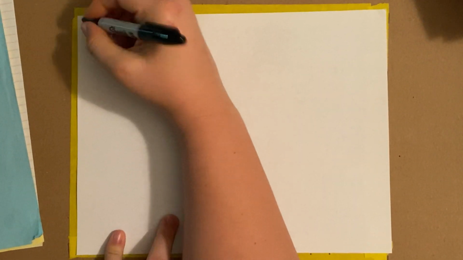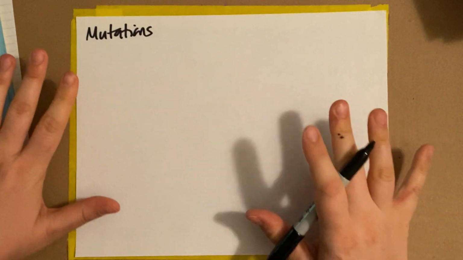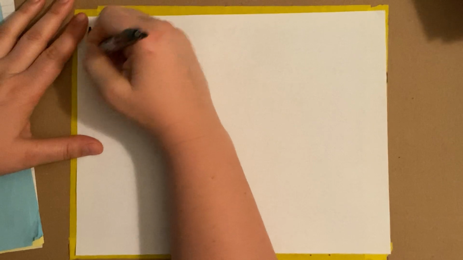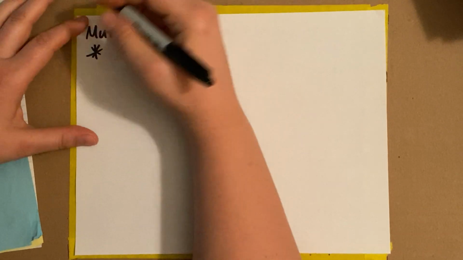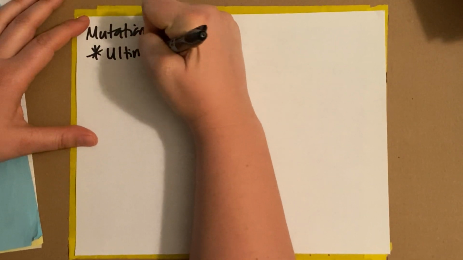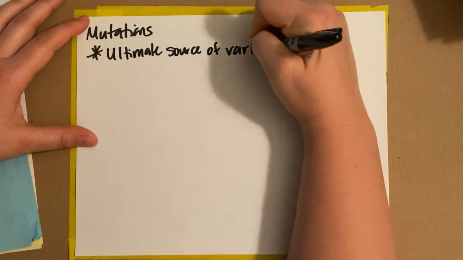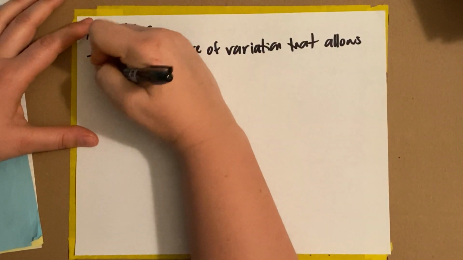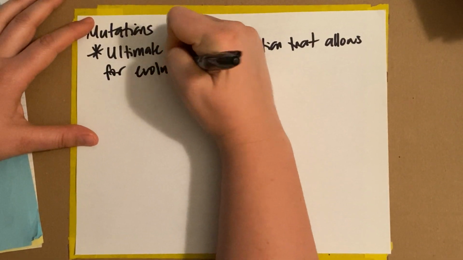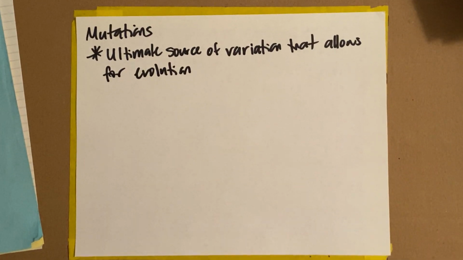All right, so these are going to be called mutations. And these are very important. I want to stress that mutations are going to be the ultimate source of variation that allows for evolution. We're not quite to the point where we're going to talk about how this happens, but you have to have mutations take place in order for evolution to take place.